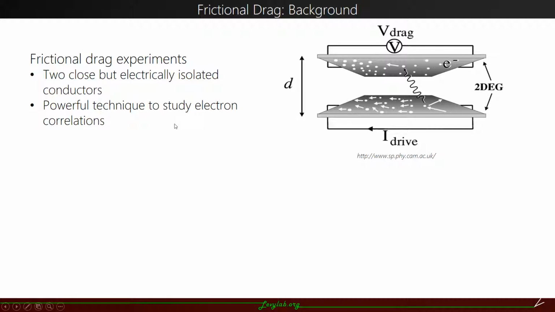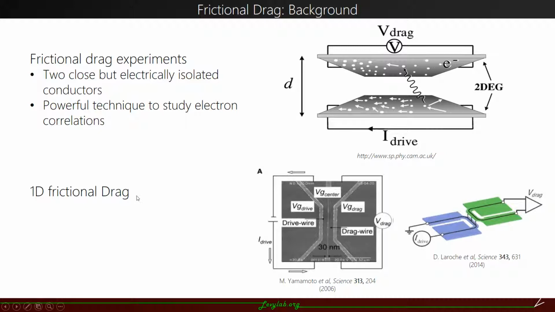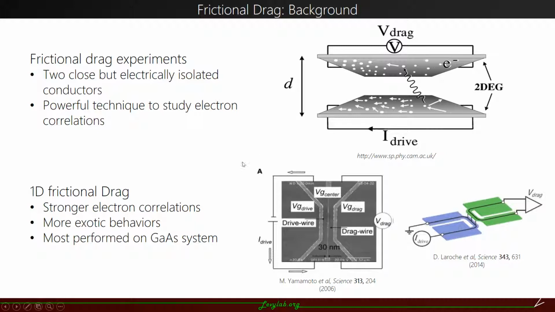Previously, a lot of experiments have been done on 2D frictional drag, which involves two conducting layers. 1D frictional drag should be more interesting because electrons confined in one dimension are expected to have strong electron correlations. A lot of exotic behaviors have been observed with 1D frictional drag, for example, Wigner crystallization, Luttinger liquid effects, and so on. Previously, most 1D frictional drag experiments were done on gallium arsenide systems, where the dominating interaction is the Coulomb interaction.